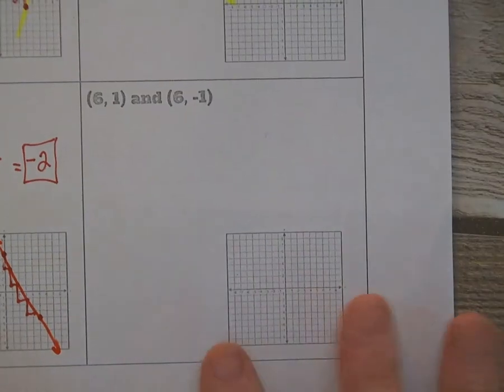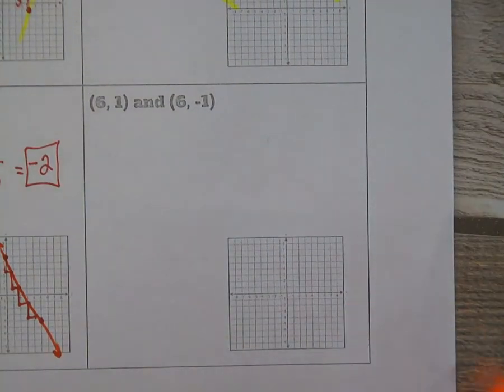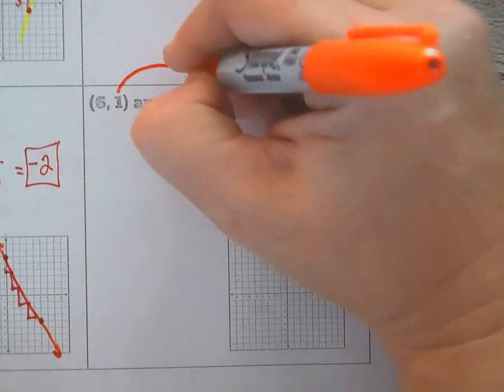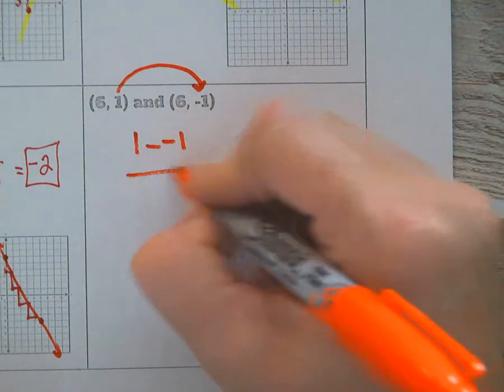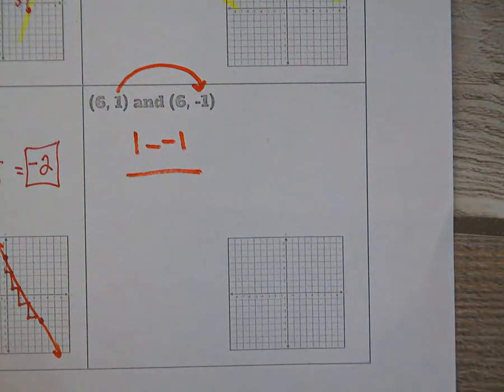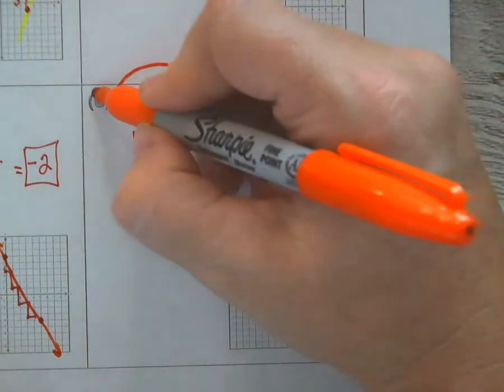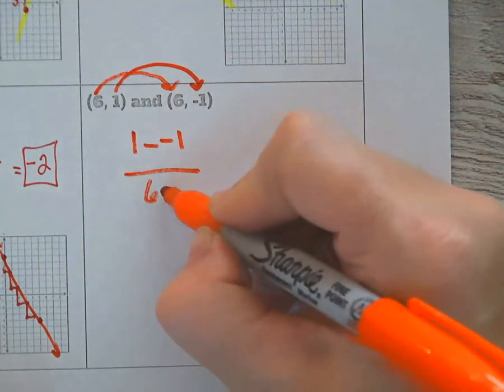What would we do for this last one? What two y values would we subtract? 1 minus negative 1. And what's our denominator going to be? 6 minus 6.